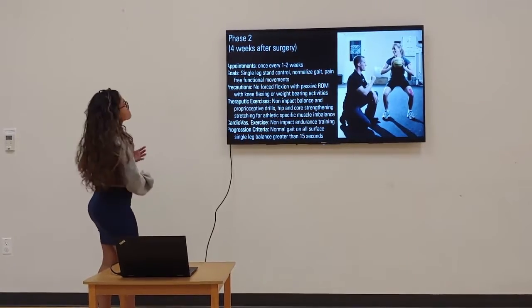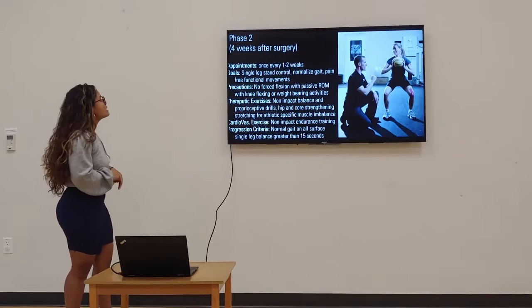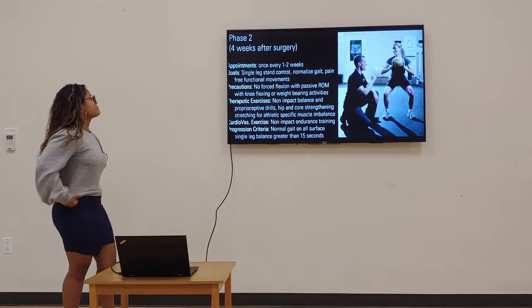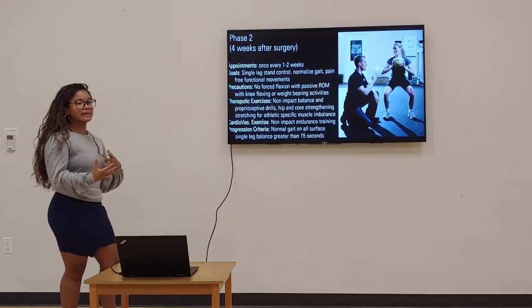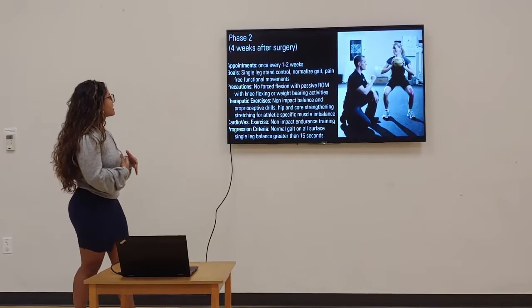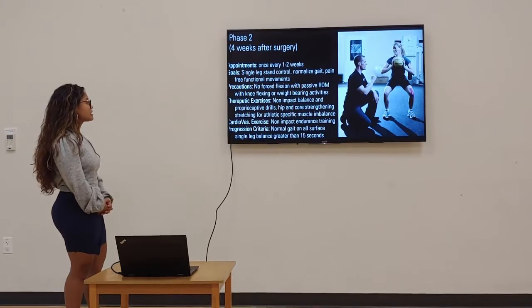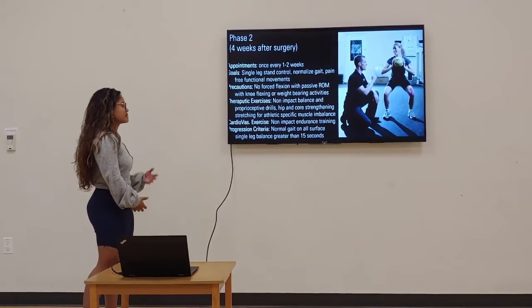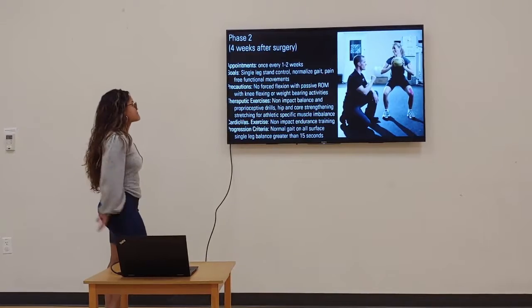Now phase 2, the difference here is our progression and using single leg stand control, normalized walking, pain-free functional movements, and of course, no forced flexion with passive range of motion, weight-bearing activities. So now we're gonna load a little bit more weight to those legs, okay? Non-impact balance, proprioceptive drills, strengthening, muscle imbalance, non-impact endurance for cardiovascular. We can do like the stationary bike, swimming, something light.